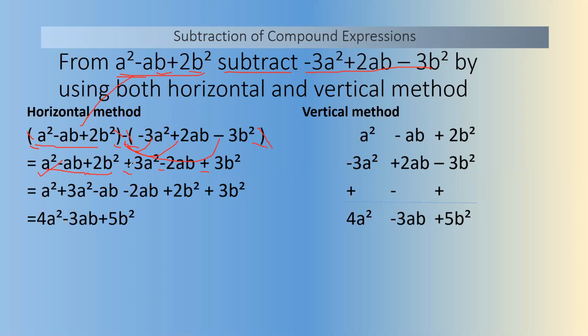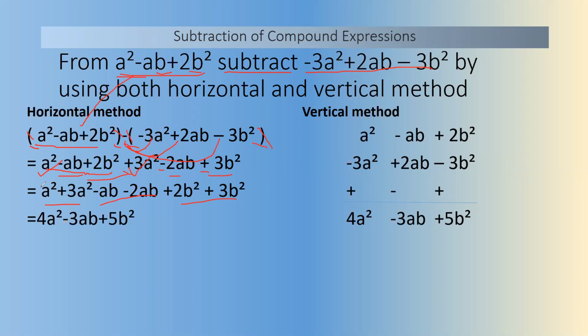Done. Now arrange the variables. Here a square and 3a square, arrange these two together. Then minus ab and minus 2ab together, then plus 2b and plus 3b together. We have arranged the same variables with the same powers together.